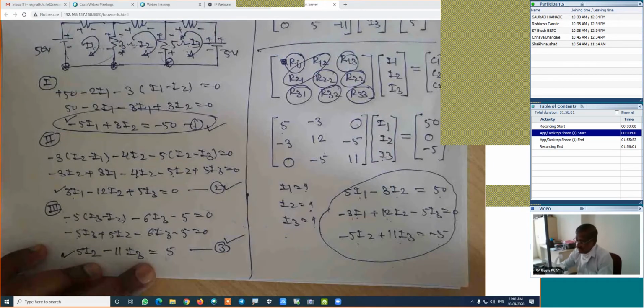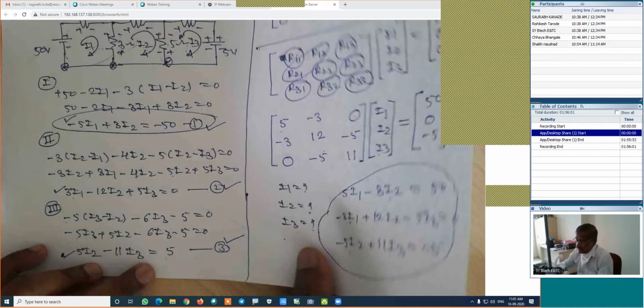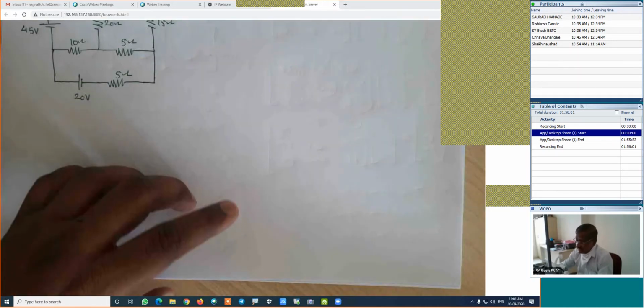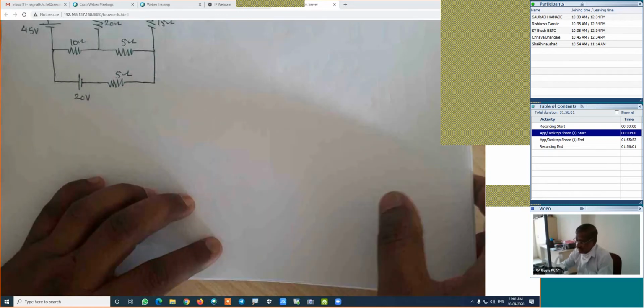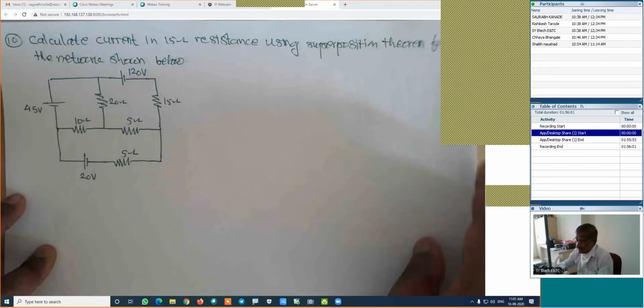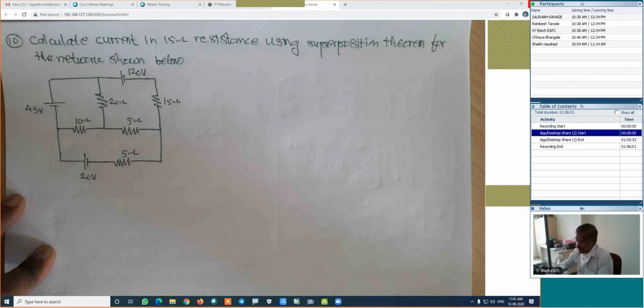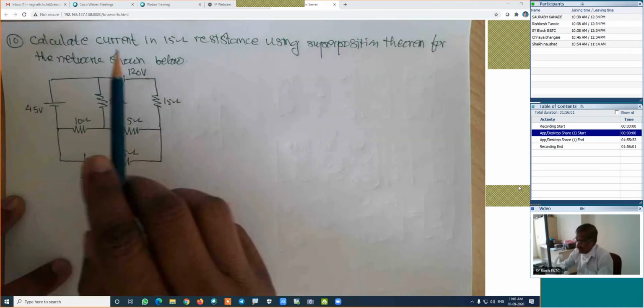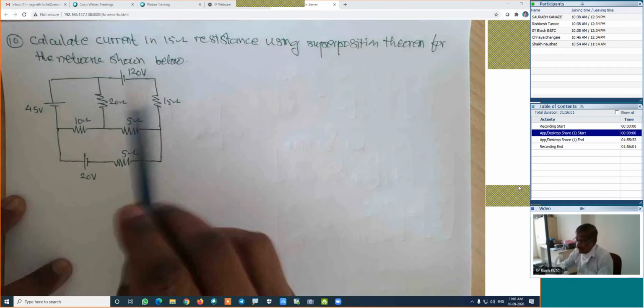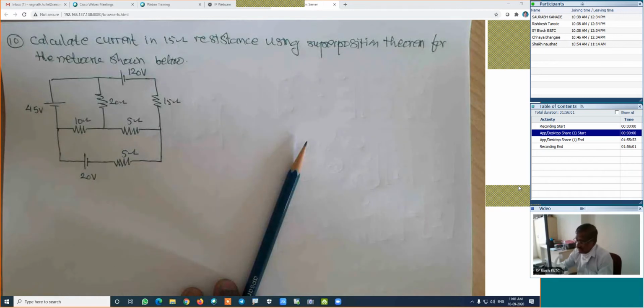Is it right? Now here, with these basic principles in mind, I will try to explain this method with the same philosophy. Why I am using that method, I will discuss that first. Now here, copy this problem. In this case, we are interested in the calculation of current in the 15 ohm resistance using the superposition theorem for this given network.